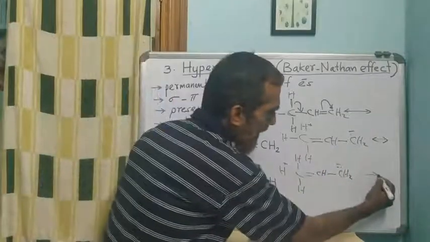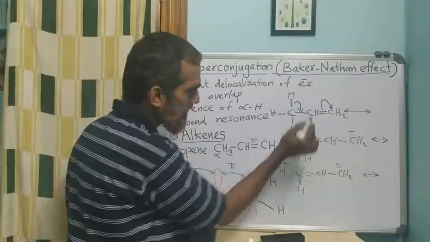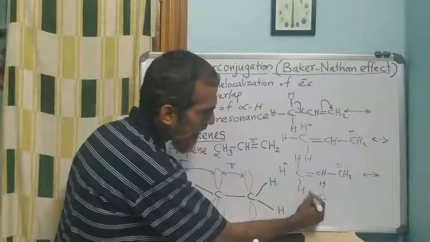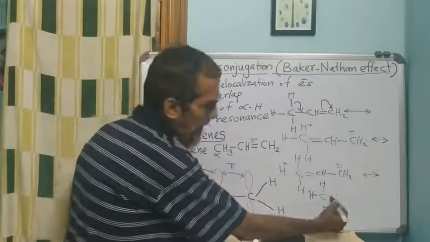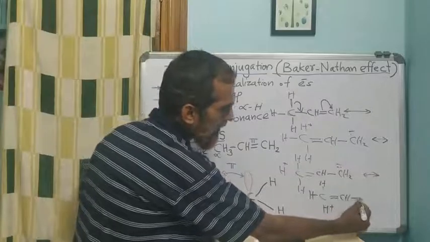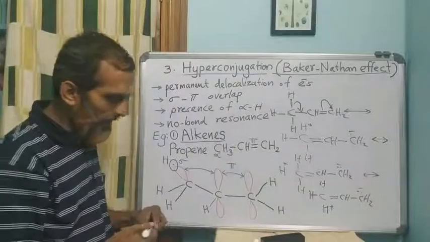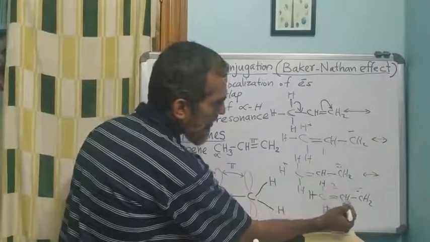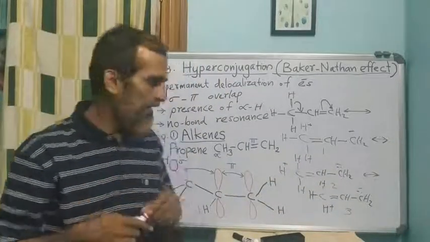We can draw one more structure because there is one more alpha hydrogen. When this is shifted, the structure will be like this. Then these 2 hydrogens are intact, H with positive charge, double bond CH, single bond CH2, and lone pair. So there are altogether 3 structures, 1, 2 and 3 hyperconjugative structures.